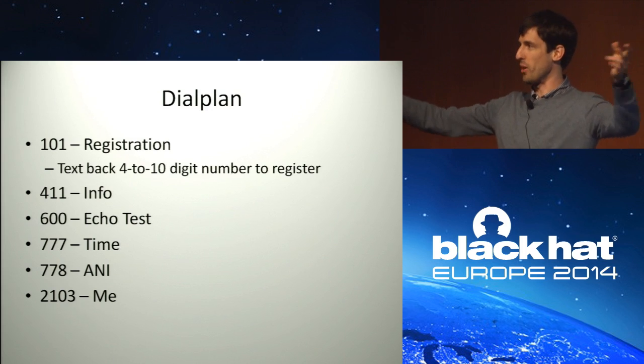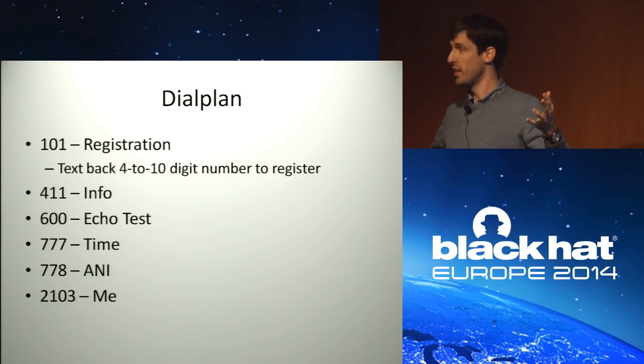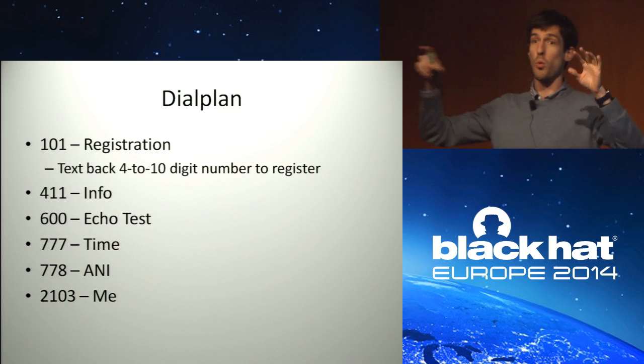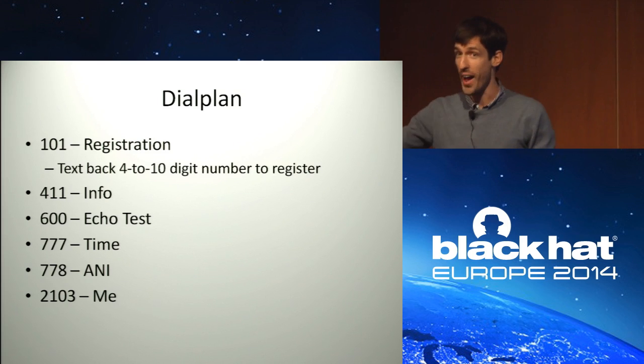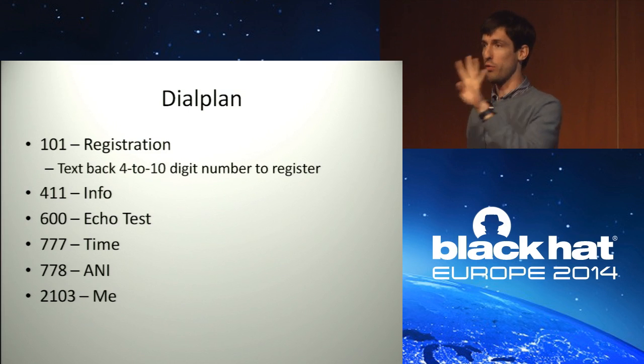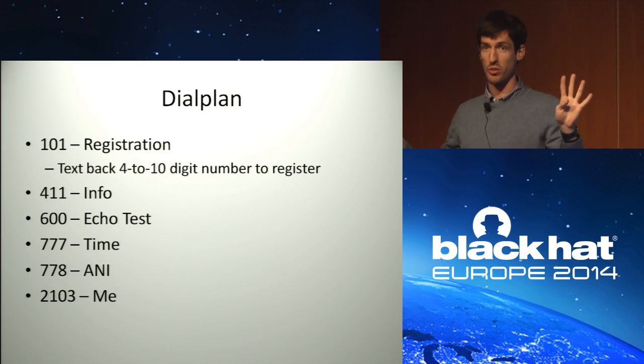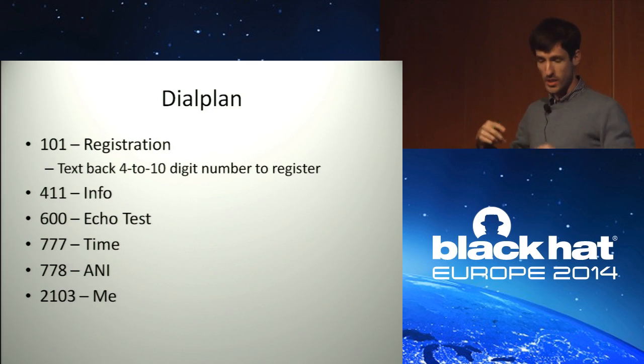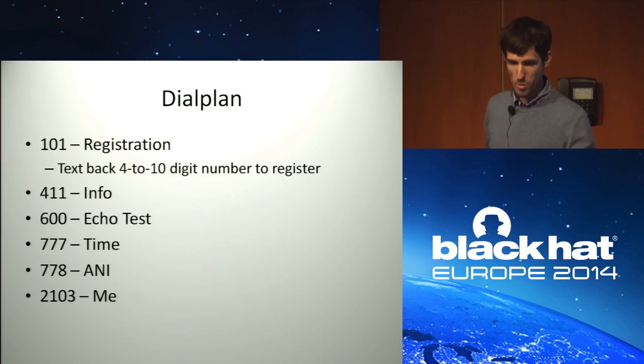Oh, great, a couple of people. And then did you get a text saying, welcome, your IMSI is this? Yeah, cool. So what you can do now is text back to 101 a four-digit telephone number that you want, okay? And that will assign you that number on the mobile phone network.